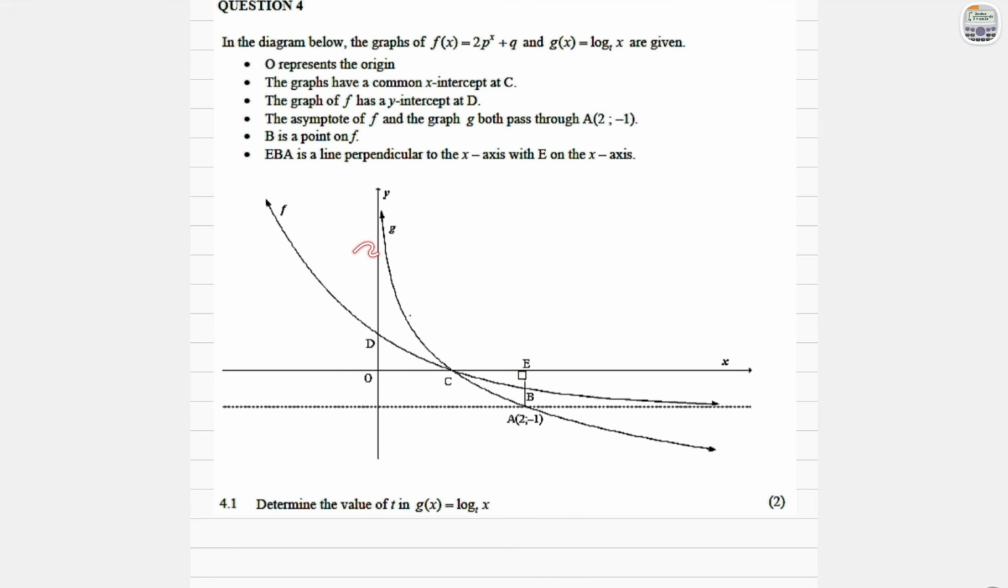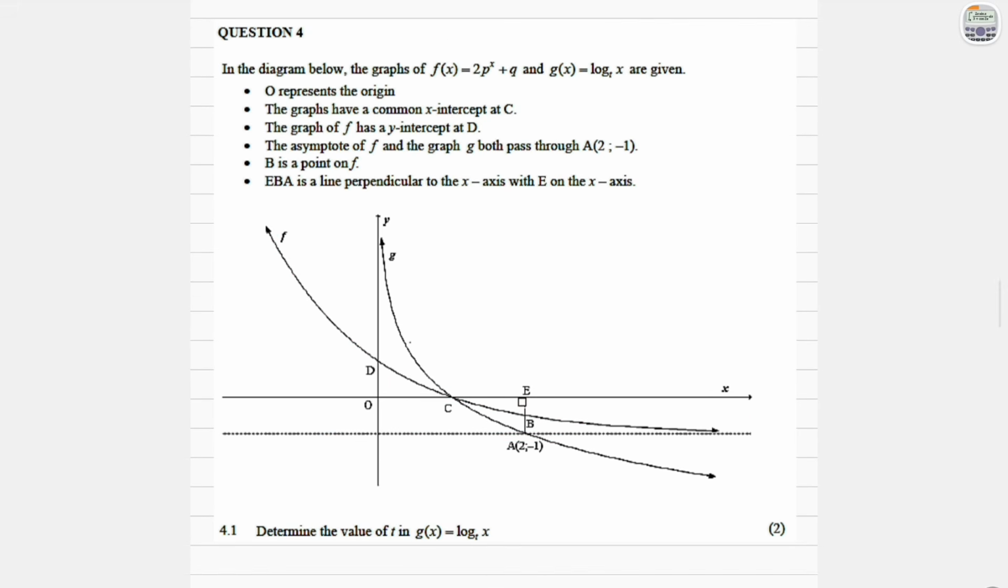Question 4 says, in the diagram below, the graphs of f of x, which is equal to 2p to the power of x, plus q. Okay, so this is the graph of f, and we can see that this is an exponential function. You see how it gets closer and closer to a horizontal asymptote. Okay, and then g of x is equal to log of x to the base of t, and this is a logarithmic function that we have here. And we can see that because it gets closer and closer to this y-axis. Okay, so it has a vertical asymptote.